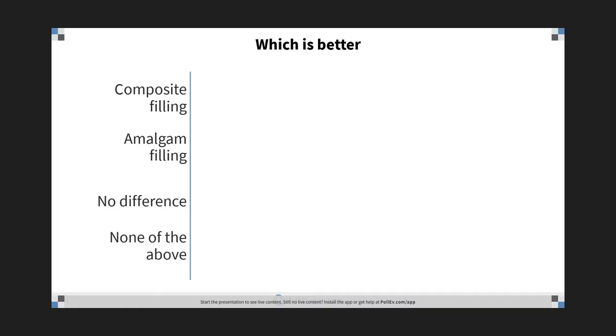Three weeks ago, I had a patient in my clinic, and this patient asked me which is better, composite filling or amalgam filling? Because I'm an orthodontist, I don't have enough evidence to say which is better. I said to him that I don't know which is better, but I can refer him to a dentist or a specialist dentist to let him know which is better.